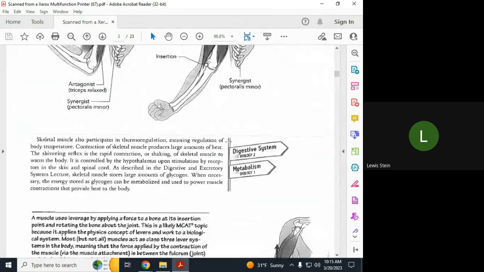Thermal regulation, you're aware of: contractions, heat, shivering reflexes, a rapid contraction, different than just generic contractions. The shivering are those rapid contractions designed to dissipate heat, which hopefully we're done with for a while. Cold. Hypothalamically controlled. Again, glycogen storage accounts for the energy that's utilized for that.